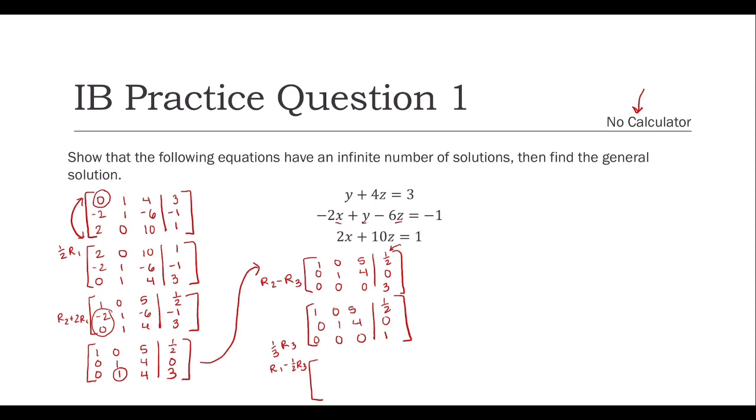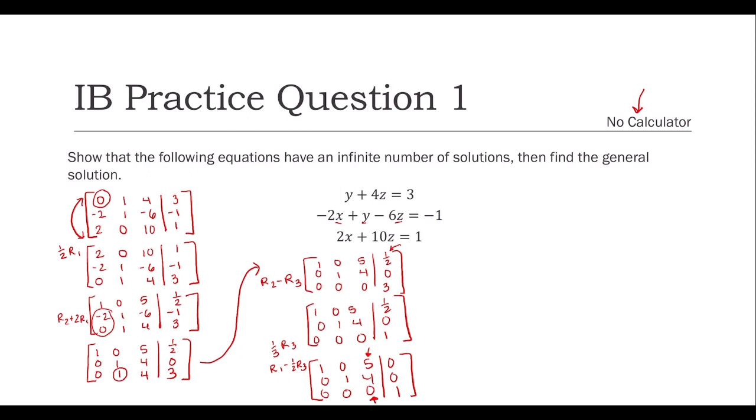So we have row 1, 1 minus half of 0, so 1, 0 minus 0, 5 minus 0. And then 1/2 minus half of 1, which is 1/2, so this would be 0. And then the other rows will keep the same. So now we have all 1s and 0s except for right here in our z column because we can't get a 1 here. So this means that there's going to be an infinite number of solutions.